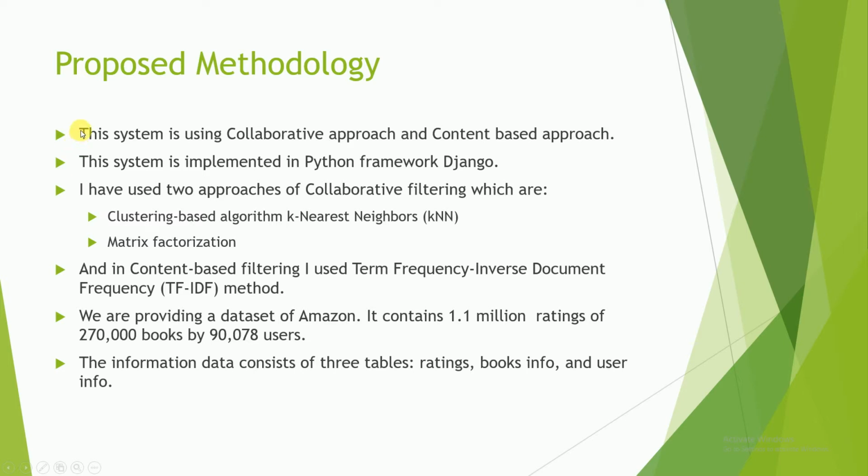And in the last video we discussed types of recommendation systems. So in this video we will give a short info about the proposed methodology. What was my proposed methodology? My system is using a collaborative approach and a content based approach. Basically, it is a hybrid recommendation system in which we are using two kinds of recommendation system: collaborative filtering and content based filtering.